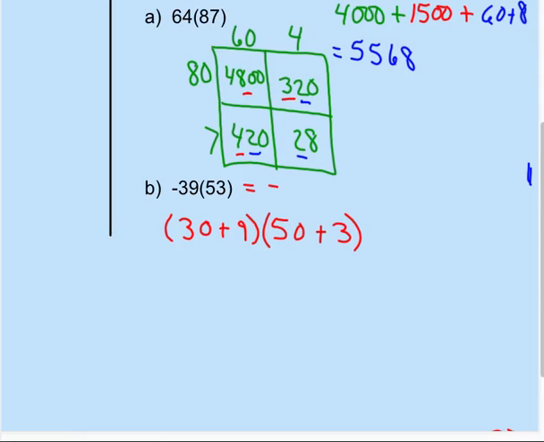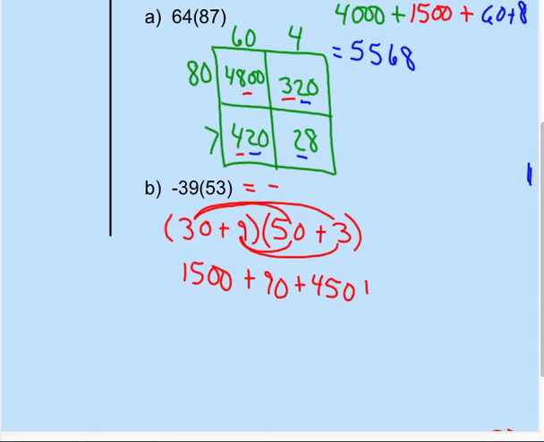And then I distribute, so I'm going to take my 30 and distribute it to everything in the second set of parentheses. So 30 times 50 gives me 1,500, and then 30 times 3 gives me 90. Now that I've distributed my 30, I'm going to go to my 9 and distribute that to everything as well. So 9 times 50 is 450, and 9 times 3 is 27. And then I'm going to add my numbers the same way that I added my numbers with the box method, by using place value. So I've got one value in the thousands place, 1,000.